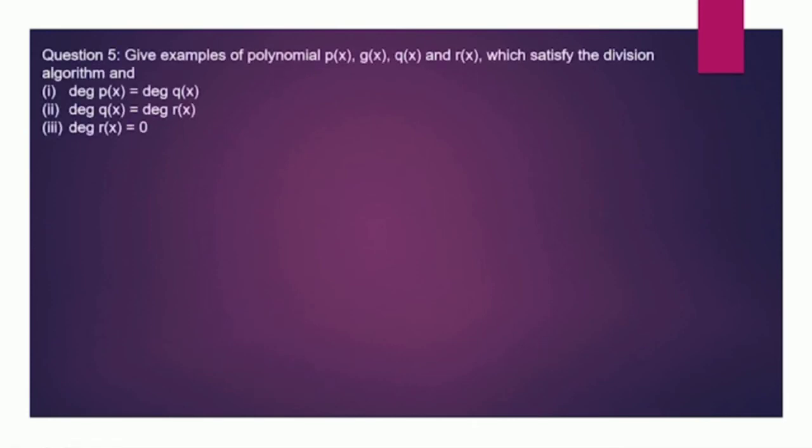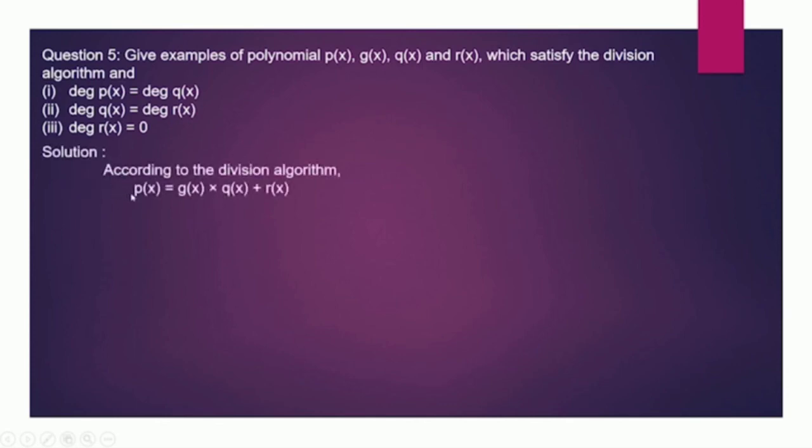Now moving on to the fifth question, that is the last question in exercise 2.3, they have asked us to give an example of the polynomials p of x, g of x, q of x and r of x, which satisfy the division algorithm. And the first one they have given is degree of p of x equal to degree of q of x.